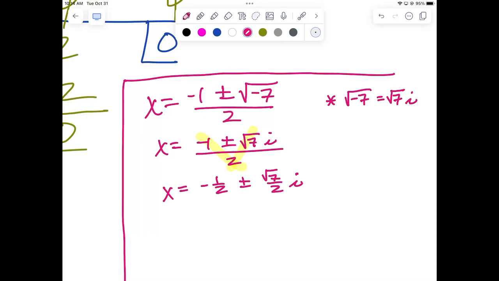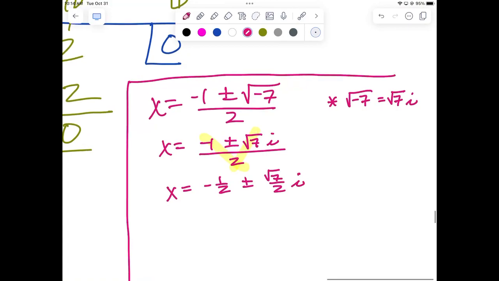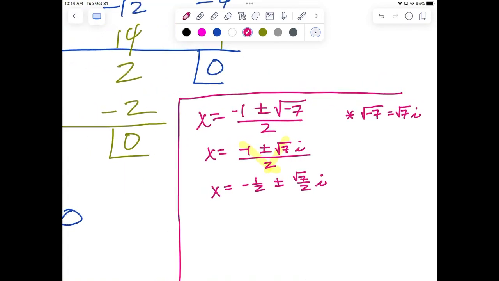And there are your 2 complex conjugate roots: negative 1/2 plus the square root of 7/2 i, and negative 1/2 minus the square root of 7/2 i. You can't have one without the other. The quadratic formula has it built in. Now notice that if it was a positive square root of 7 under the radical, then the radical conjugate theorem would have been at play, right? Then I would have had 2 radical conjugate solutions instead of 2 complex conjugate solutions.